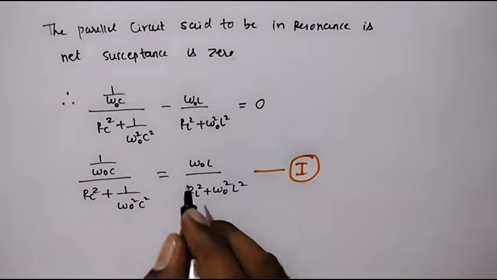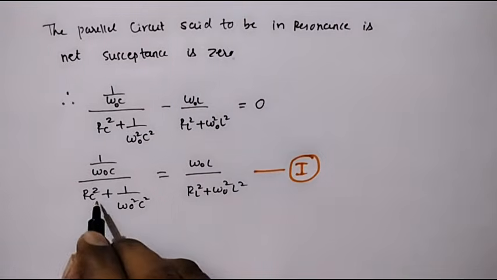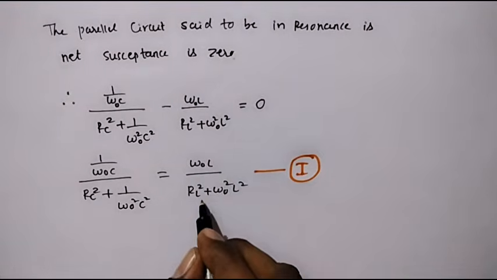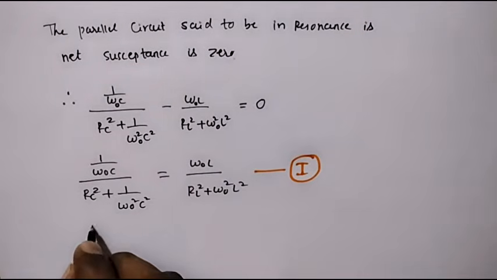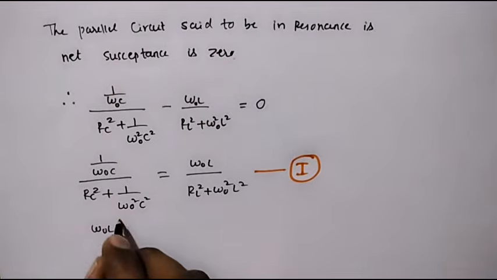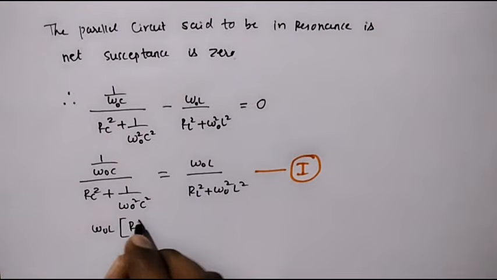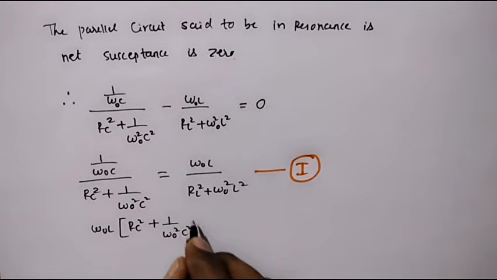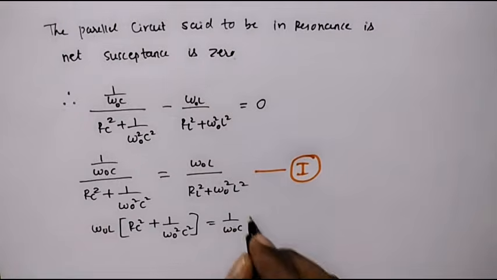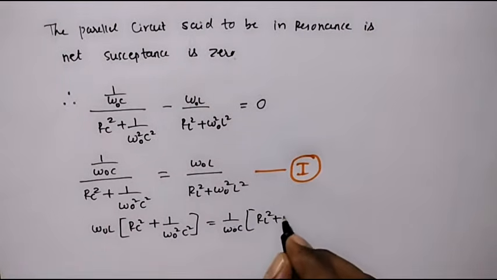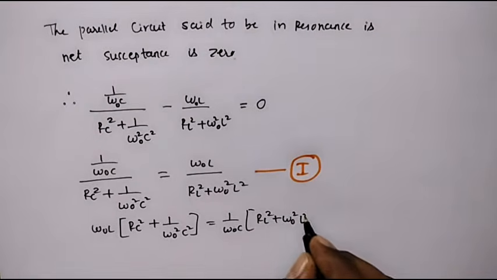Now I will cross multiply. I'll take this denominator on right hand side and this denominator on left hand side. First I'll write the right hand side equation, that is omega naught L multiplied with RC square plus 1 over omega naught square C square is equal to 1 over omega naught C multiplied with RL square plus omega naught square L square.